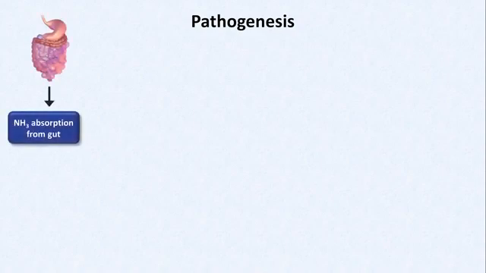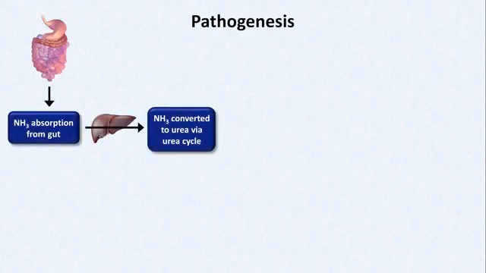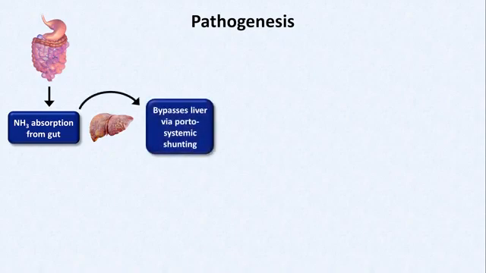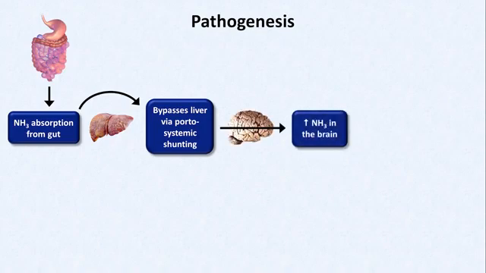There are many theories about the pathogenesis of hepatic encephalopathy, but ammonia plays a central role in all of them. Ammonia, much of which is absorbed from the gut, is normally converted to urea by the liver as part of the urea cycle. But in patients with cirrhosis and subsequent portal hypertension, portosystemic shunting develops in which collateral blood vessels divert venous blood from the intestines, bypassing the liver to directly enter the systemic circulation. The consequence of this is higher than normal concentrations of ammonia in the brain.